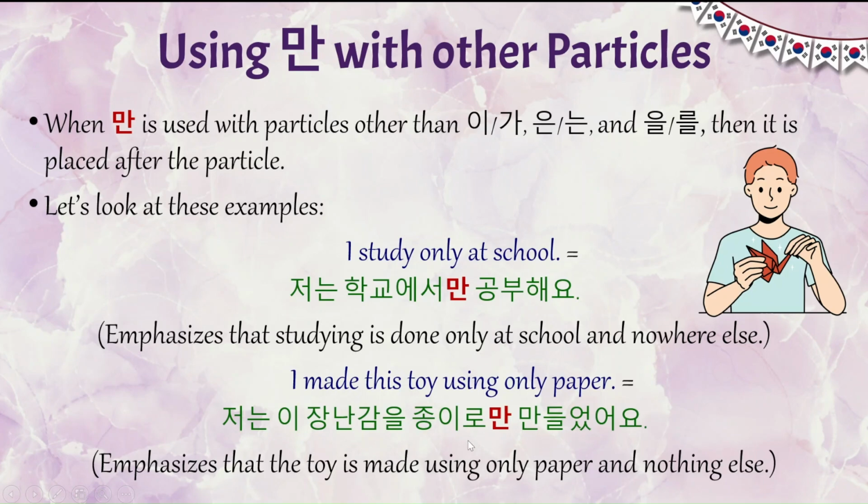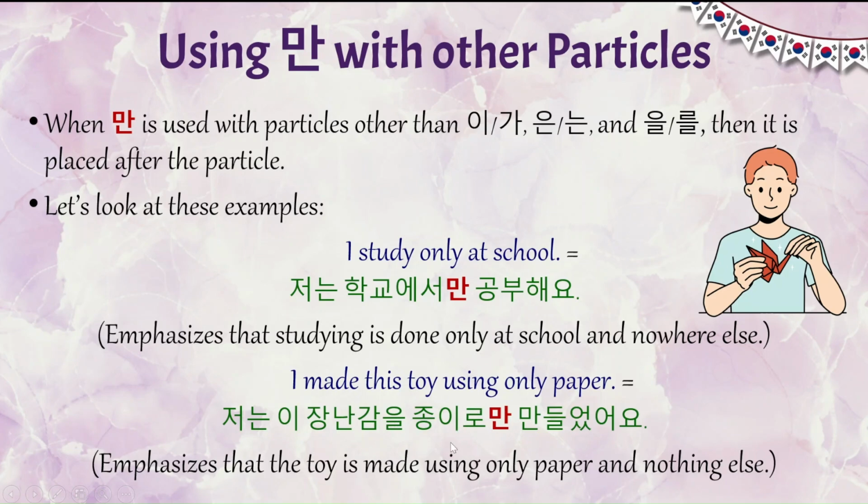Now, when we use something, we use the particle 로 or 으로 to indicate the method or the tool that you used in a sentence. The method or tool that you used to create something is indicated using the particle ro. So you have to indicate the tool that is used in the sentence.